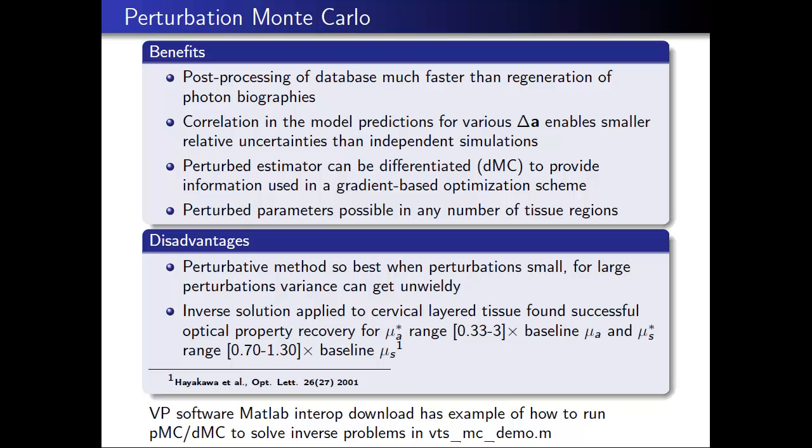We used this method to look at the optical properties of cervical tissue, layered cervical tissue, and just to give you an idea, we found good success in identifying mu-A when you perturb it from about 0.33 to 3 times the baseline mu-A, and changing mu-S from about 0.7 to 1.3. There's software in the MATLAB interop download that I put in, a little example if you wanted to try it. It runs a little database and then it applies the weight factors and solves an inverse problem.